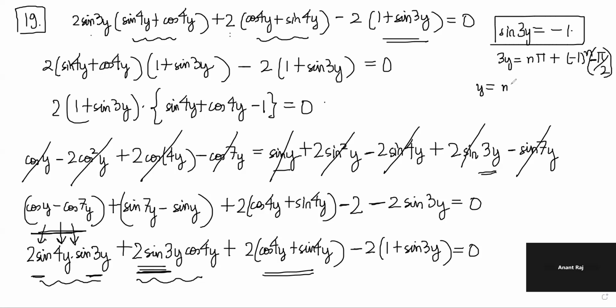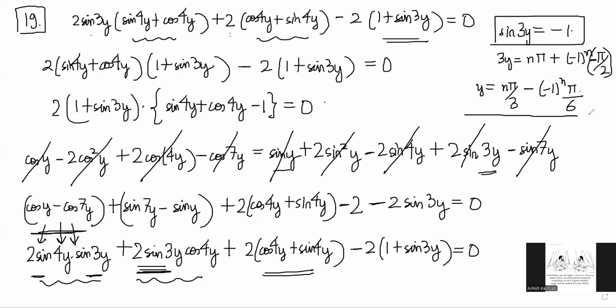Yes. So from here you'll get n pi by 3 minus 1 power n pi by 6. And y was what? y was pi into 3 power x. So finally, when you write the answer, it will come as a little complicated looking answer because you'll have to do log and all. Right? Yes, sir. So we'll worry about that later.